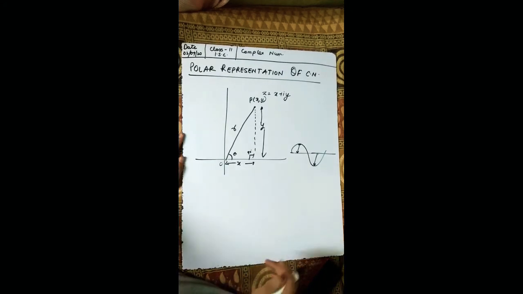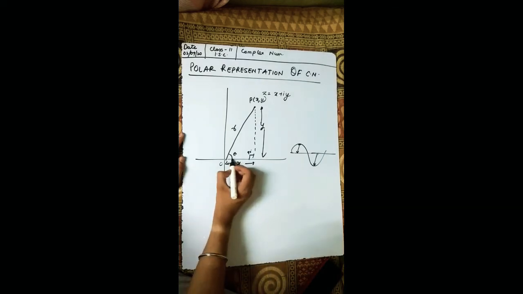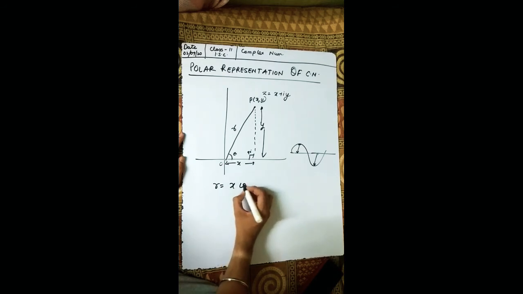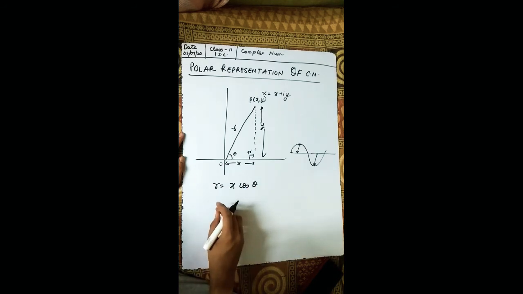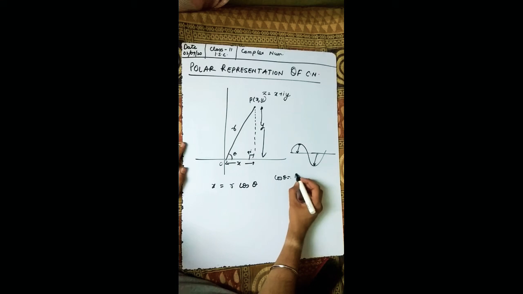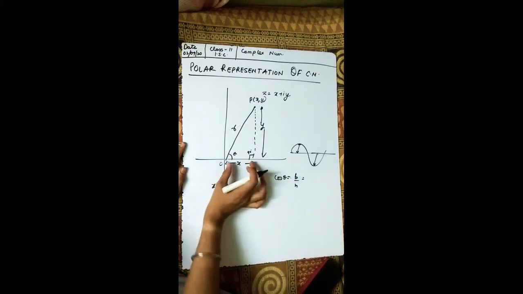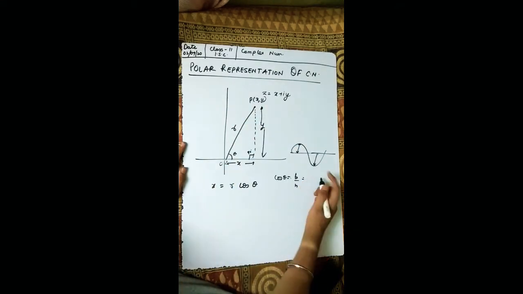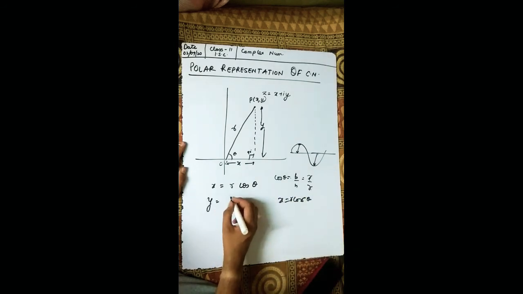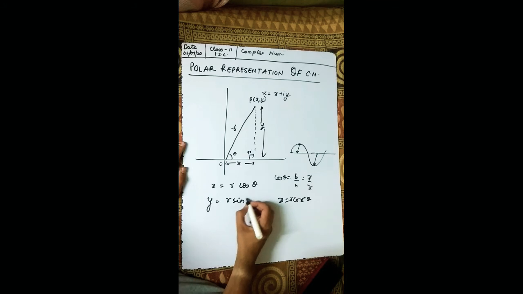So from the figure we can say one thing, that if this is angle theta, then x can be written as r cos theta. How are we saying x is equal to r cos theta? Because we know cos theta is base upon hypotenuse. Base is x, hypotenuse is r. So x upon r, take r that side, so your x will be r cos theta, and y will be your r sin theta.